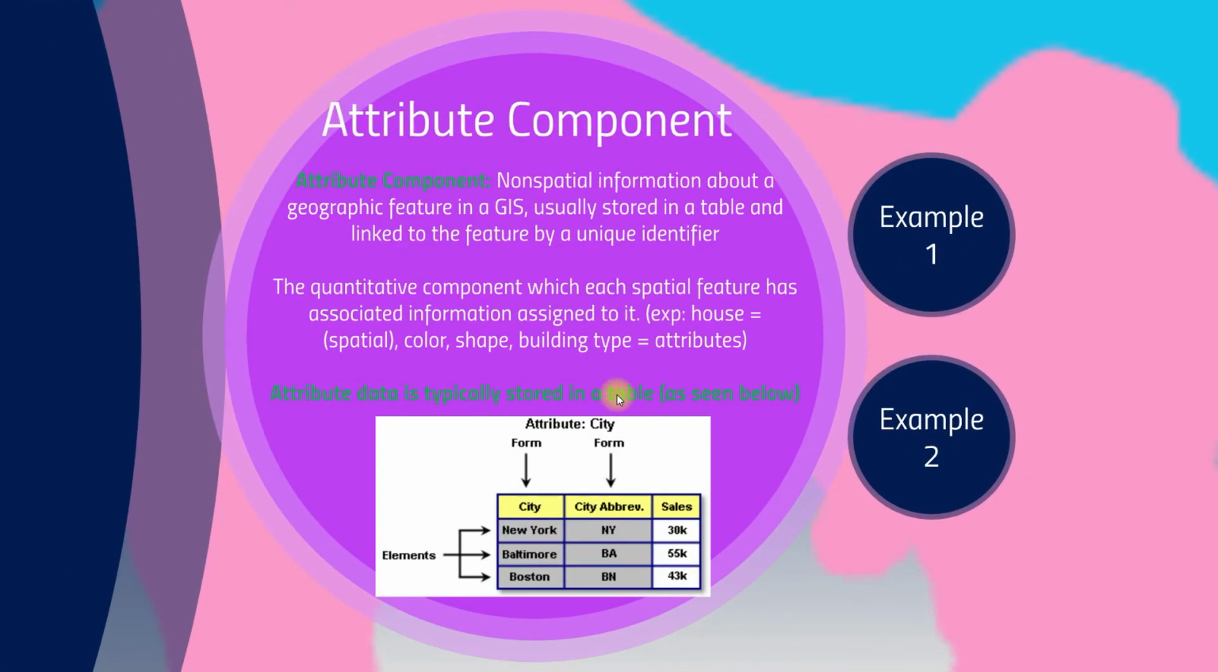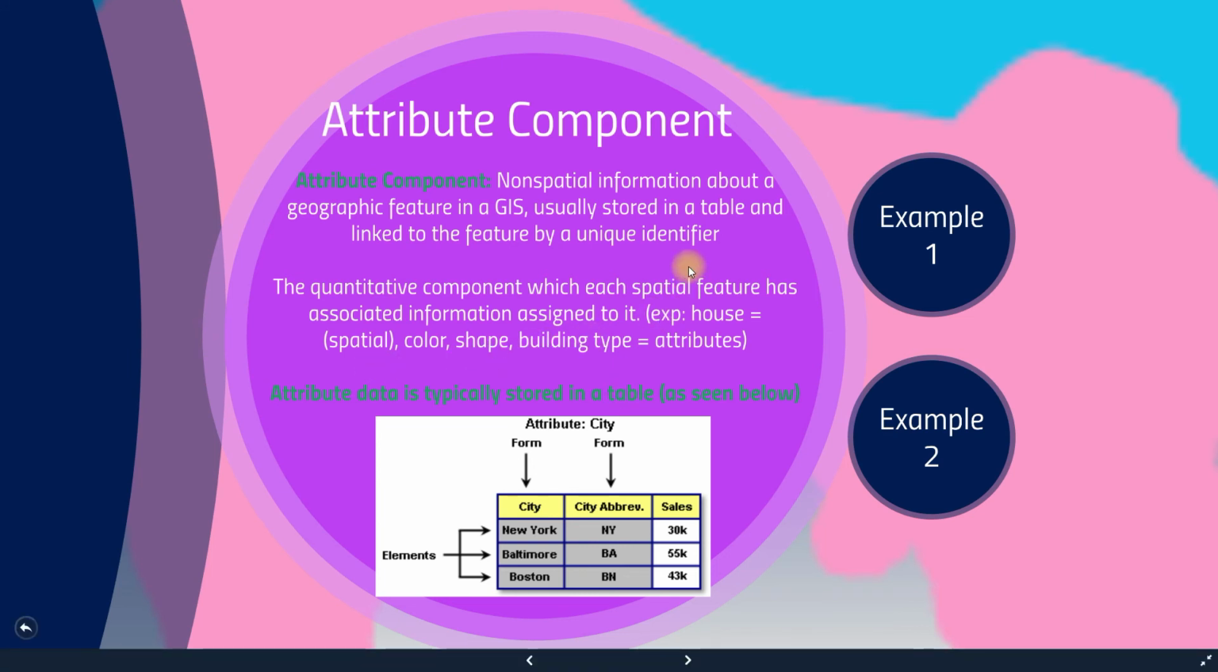So another thing is the attribute component. The attribute component is non-spatial information about geographic features in GIS, usually stored in a table and linked to the feature by a unique identifier, right? It is the quantitative component, where each spatial feature has associated information assigned to it, such as color, shape, building types, attributes.